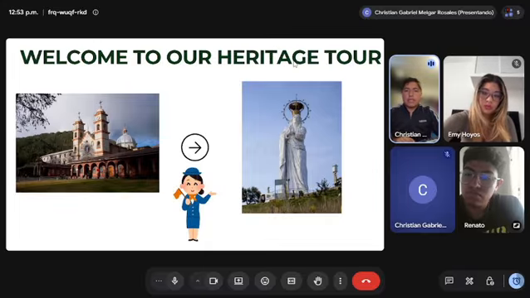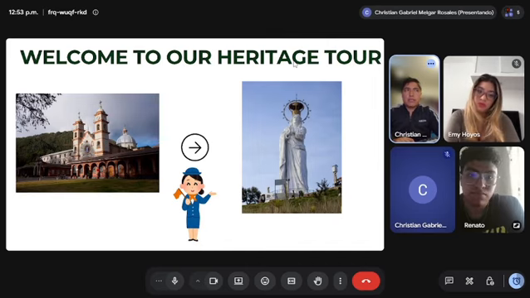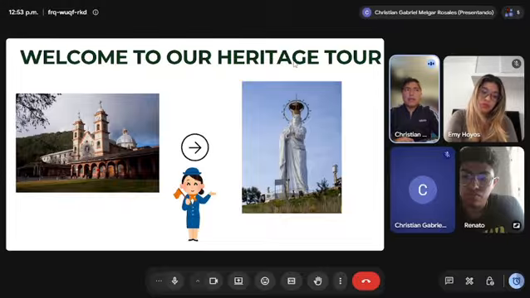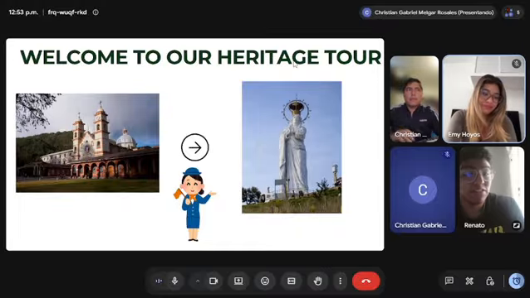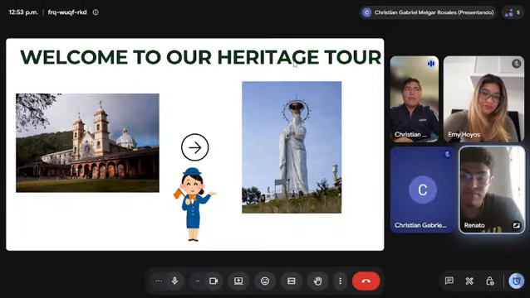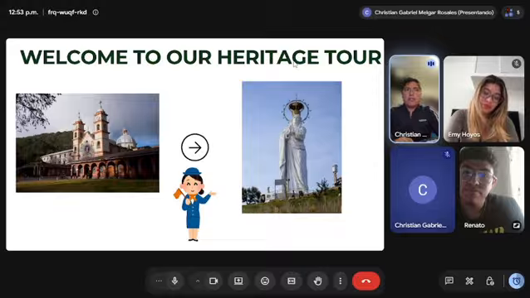Now we are going to present a simulation of a conversation between the tourist and the tour guide. Good morning, everyone. Welcome to Santa Rosa de Ocopa Convent. My name is Christian, and today I will be your tour guide. Good morning. We're excited to visit this place. Before we begin, please stay with the group and respect the historical monument.